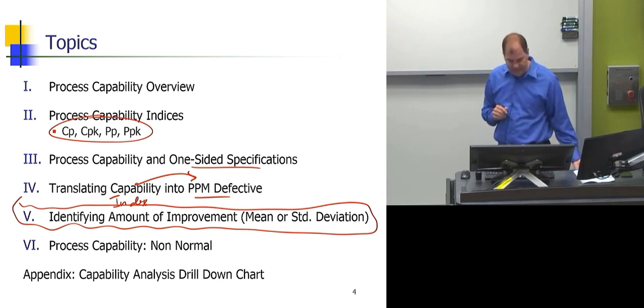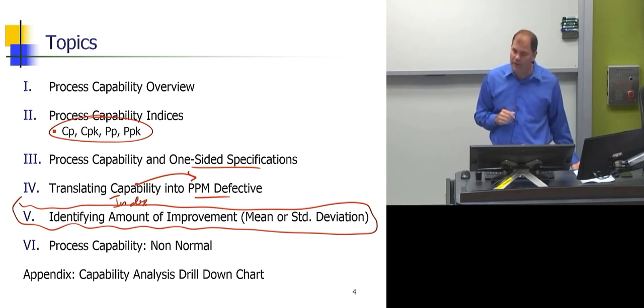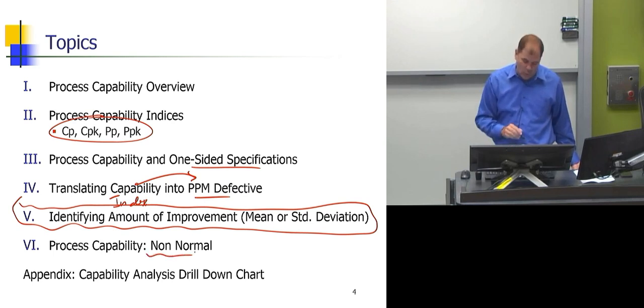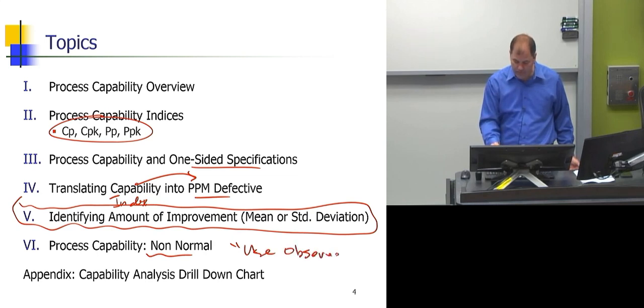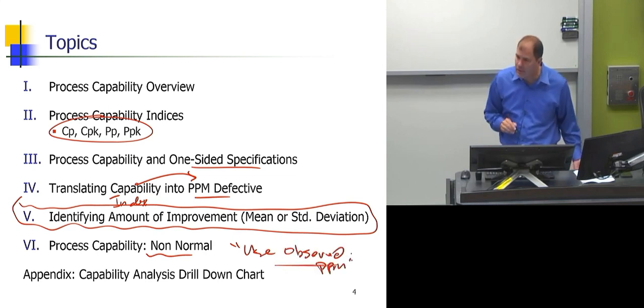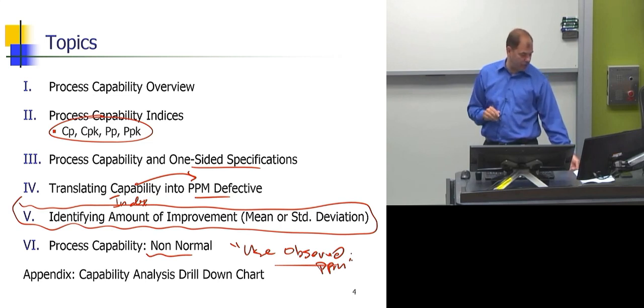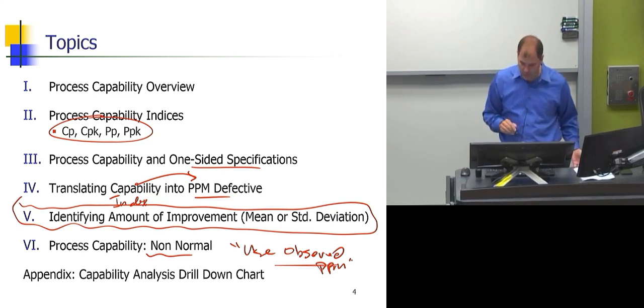The last thing we're going to talk about is what do I do if the data is non-normal? We mentioned before we can always just use the observed ppm, but today we're going to talk about an additional way in which we can do that.